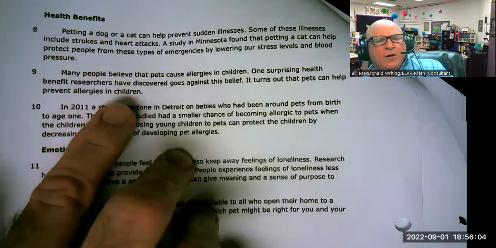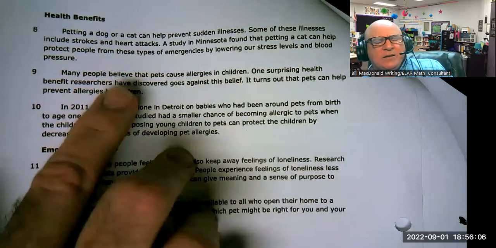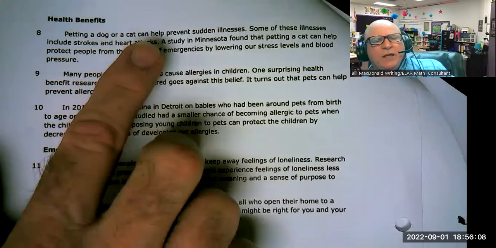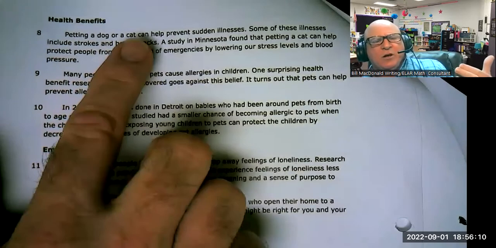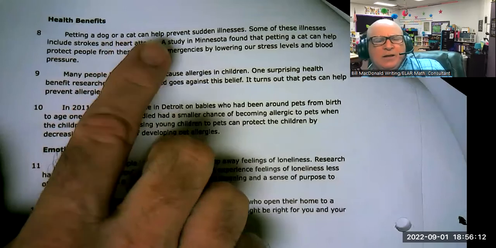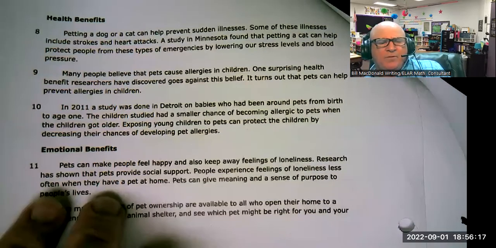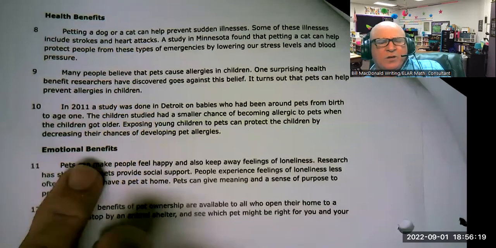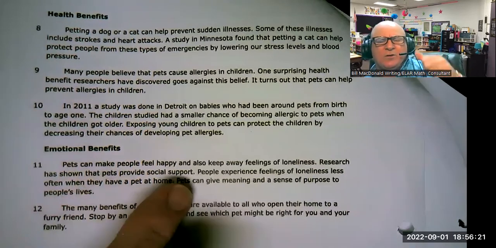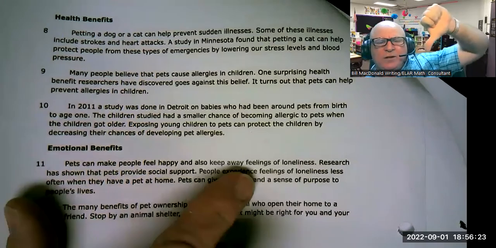So petting a dog or a cat can prevent sudden illness. So just being able to touch the dog keeps you from getting sick, apparently. Pets can make people feel very happy and also keep away feelings of loneliness. So it keeps you happy and keeps away loneliness.